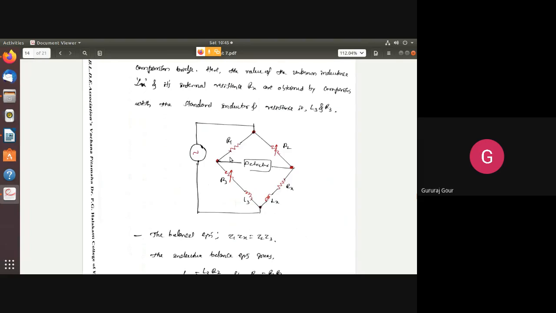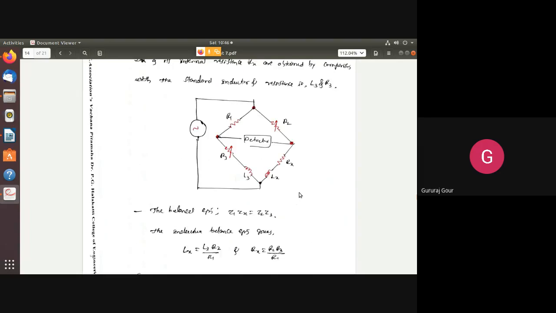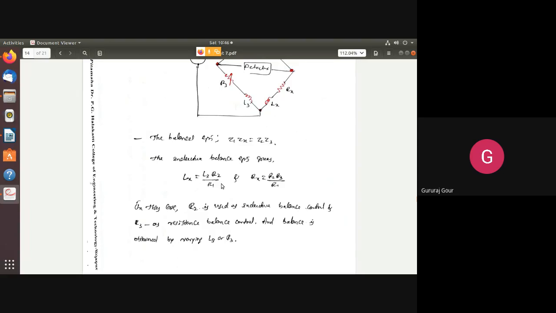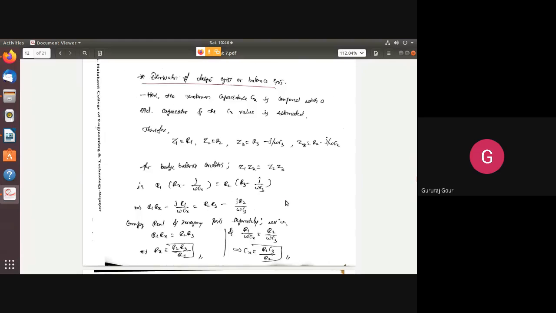So here the first arm is again Z1 equal to R1. Second arm again Z2 equal to variable R2. Z3, instead of capacitance, now we are getting variable R3 in series with L3, and unknown again Rx and Lx, instead of capacitance because it is an inductance comparison bridge. Similarly, if you follow the same steps, we can get the design equations for Lx and Rx. You can follow the same steps as we did here.